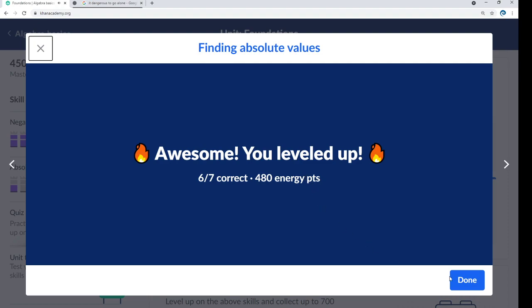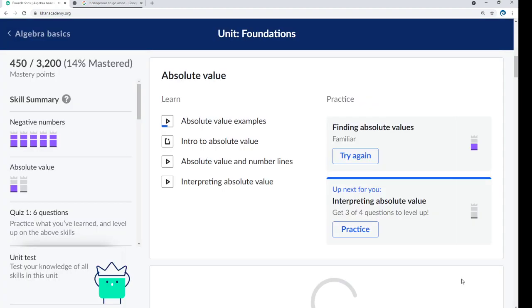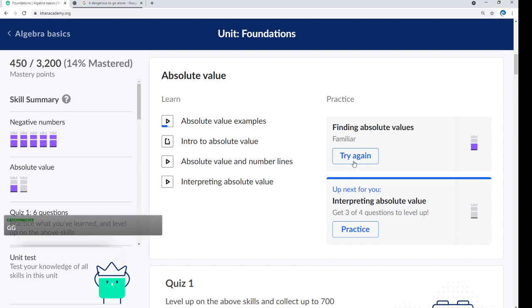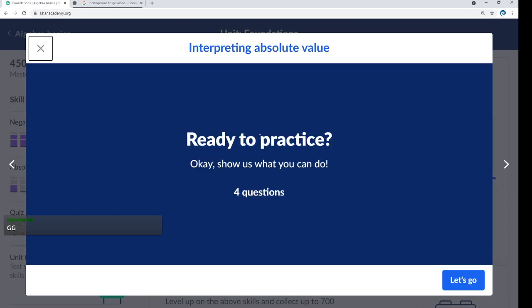Booyah! Oh, I got one of them wrong. That's okay. It's all right. It happens. I kind of want to try again, just because I want the full score. But we'll do it later. It's not gonna hold us back.